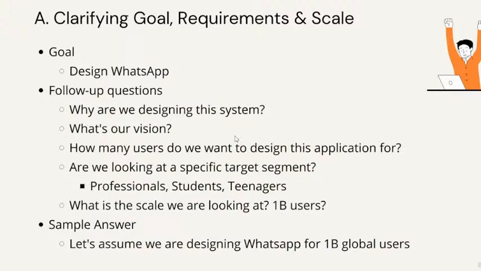As usual, we are going to ask some follow-up questions. Why are we designing the system? Who are we designing the system for? What's our vision? How many users do we need to design this application for? Are we looking at a specific target segment, such as professionals, students, or teenagers? What is the scale we're looking at? Do we want this system to be designed for 1 billion users, 100 million users, or 10 users? Let's assume in this case we are designing WhatsApp for 1 billion global users. Let's move on to the next step, which is step 2.